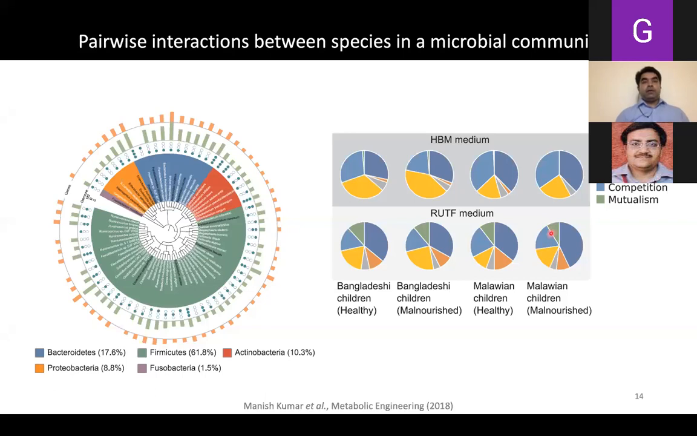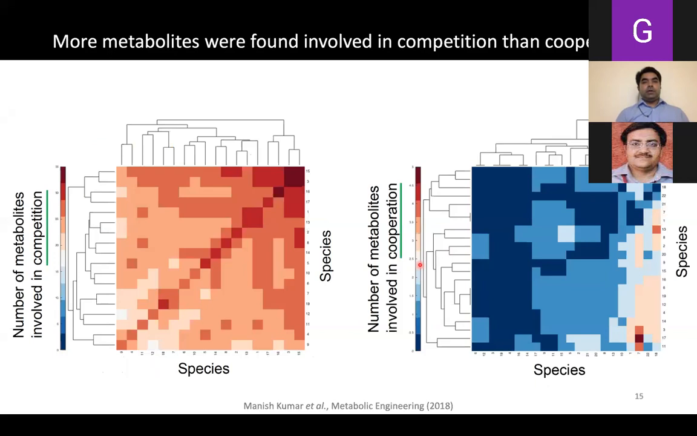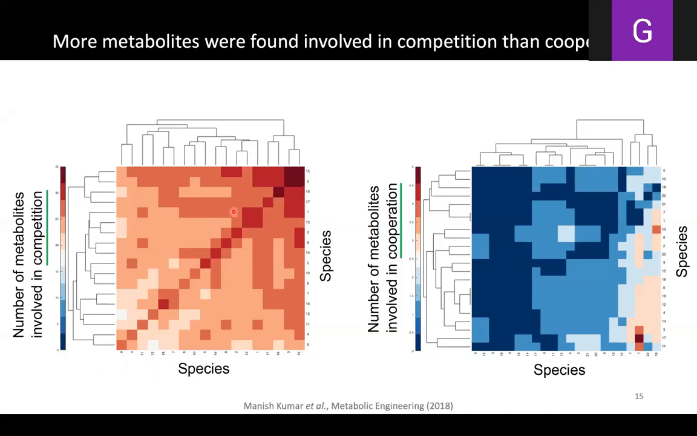Similarly, we have seen that a greater number of metabolites were involved in competition compared to cooperation. So reddish color represents a higher number of metabolites, whereas bluish color represents a lower number of metabolites. These results are consistent with the reports that suggest competition is a more stabilizing force in microbial communities.